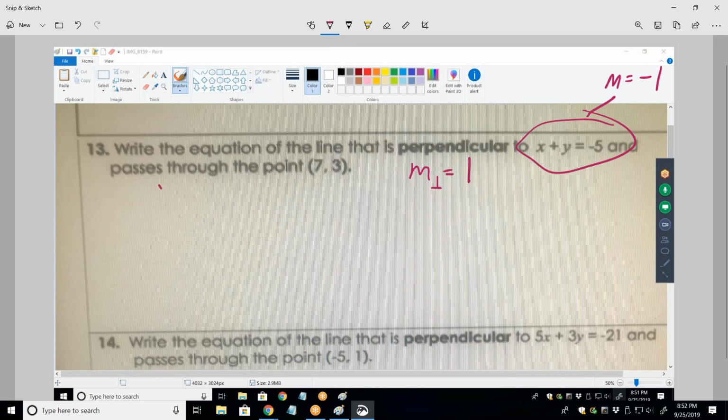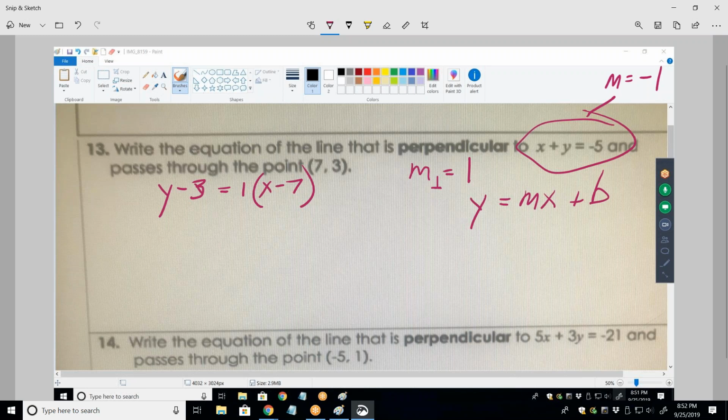So y minus 3 equals 1 times x minus 7. You're done. Problem solved. Now, just for the heck of it, let's do it the other way, where instead of the general point slope form, we start with this. I want you to be able to do both methods, because the directions could call for one or the other.